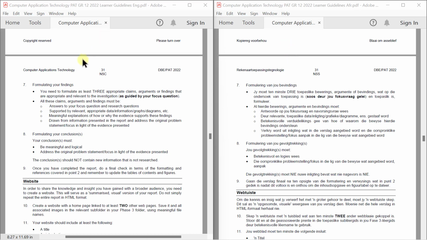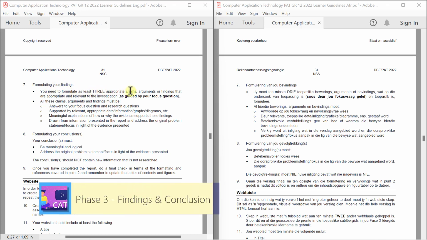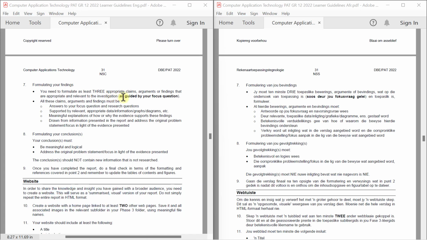All right, I know we've done the findings. Let's just quickly double check that you'll be getting all your marks. So for the findings, we need to formulate at least 3 appropriate claims, arguments, or findings. They need to be appropriate and relevant to the investigation, answering the focus question and/or research questions.